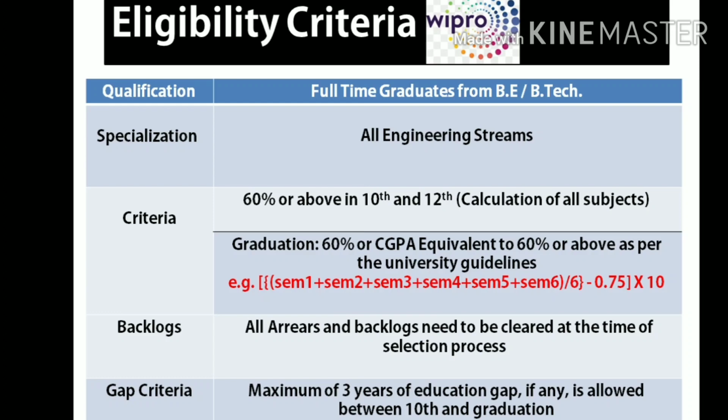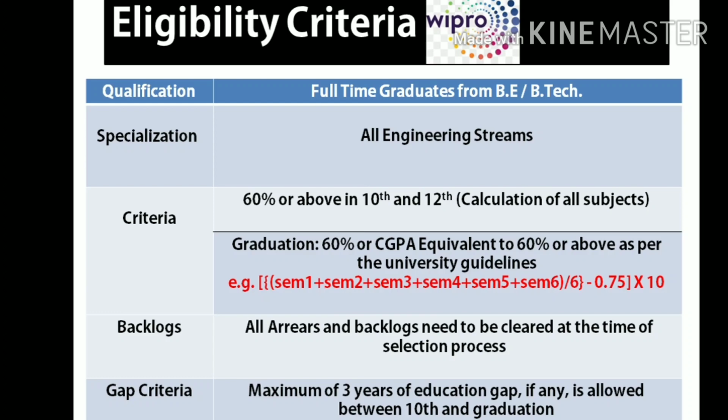Now the next one, the marks criteria or the score criteria. 60% or above in 10th and 12th standard, but mind it that it's not a calculation of best of 4 or best of 5, but all the subjects are considered for the final score. Now moving on to the college level exam or graduation, 60% or CGPA equivalent to 60% or above as per the university guidelines. In most cases we find that the recruitment process is conducted in the 7th semester.